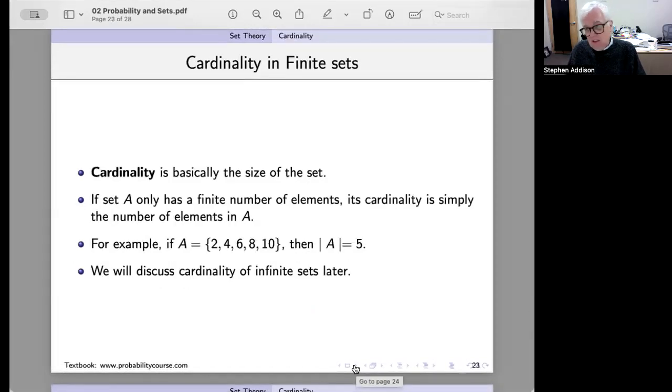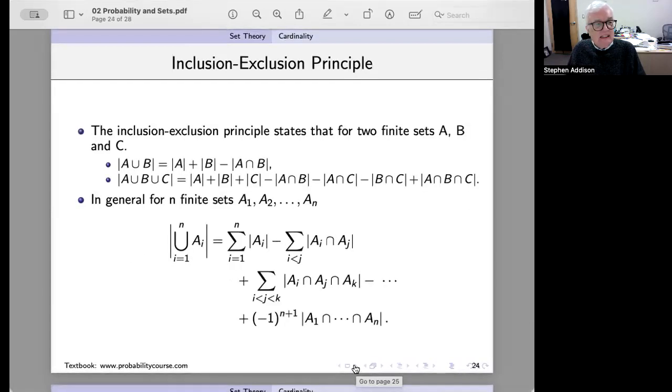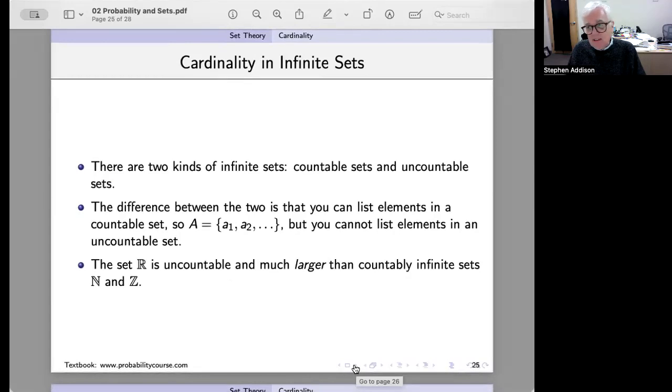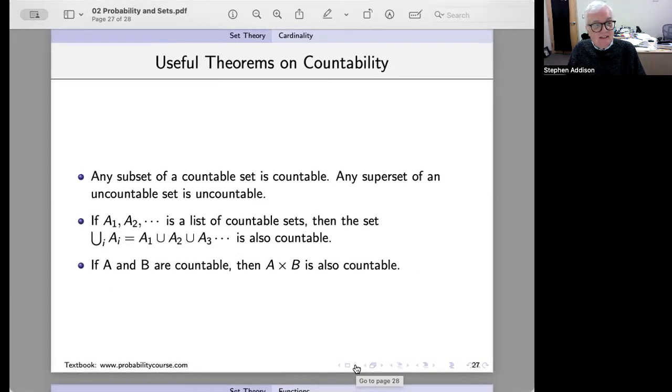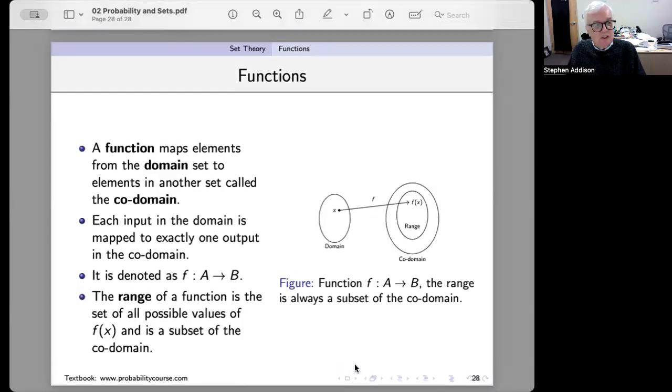And cardinality, which is a measure of the size of the set, is something you'll need to know. And the inclusion-exclusion principle is something we'll use later. Then we'll also need to extend cardinality to infinite sets, and we'll need to know the difference between countable and uncountable sets. And then there are a few theorems which we'll make use of, and the functions are basically mappings between a domain and a codomain, and that's something that you need to be familiar with. This is how it is denoted theoretically. We'll talk about it more when we actually make use of it.